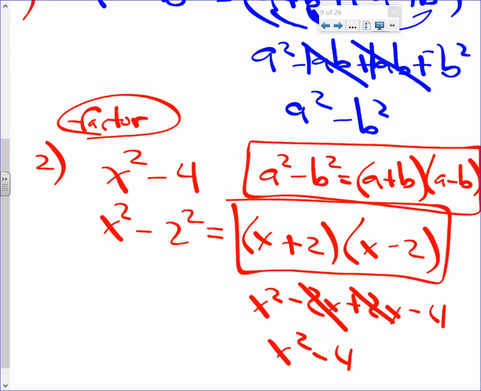A few more examples. You ready, Hernandez? Here we go.